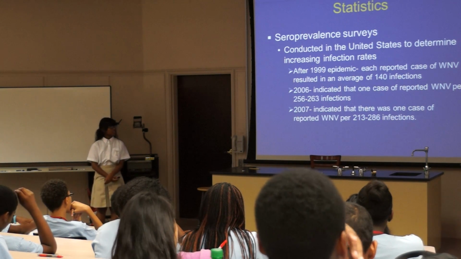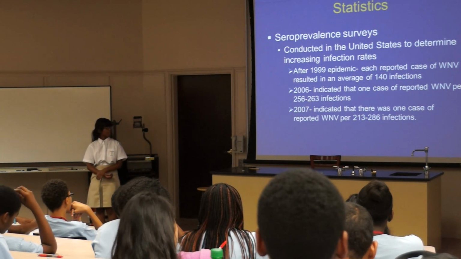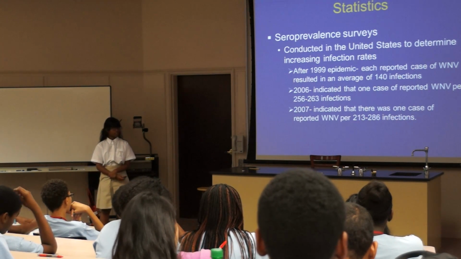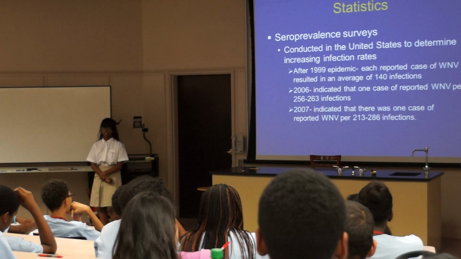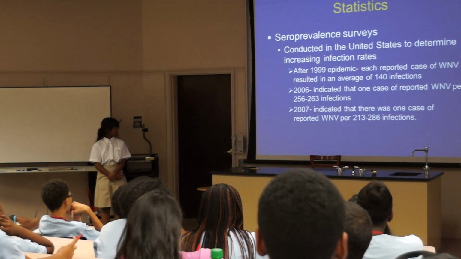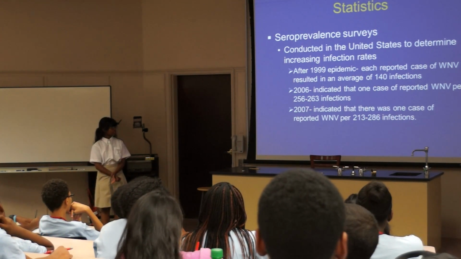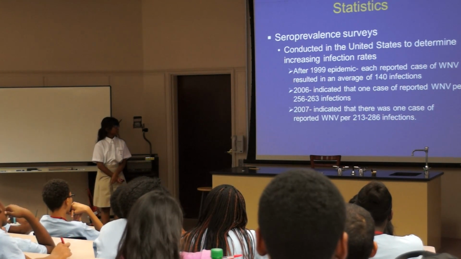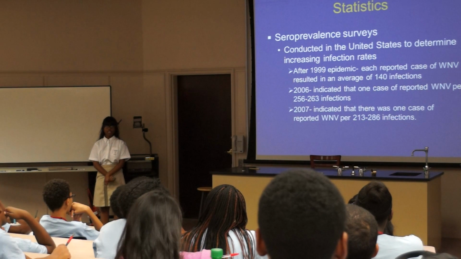In 2006, the survey was once again conducted, and it showed that for every West Nile virus case that was reported, there were 256 to 263 infections. In 2007, the survey was once more conducted to see if the statistics had changed, and they found that for every case of West Nile virus, there were 213 to 286 infections.